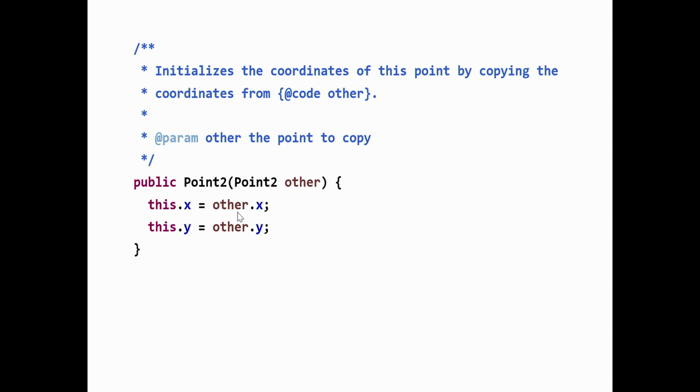And so the copy constructors often look something like this. All of the fields of your object, you're just going to copy the fields from the other object. So this.x equals other.x, this.y equals other.y. If you had a field called z, this.z equals other.z, and so on and so forth. It gets a little bit more complicated when the fields are reference types. But for now, everything's primitive, so we don't have to worry about that.